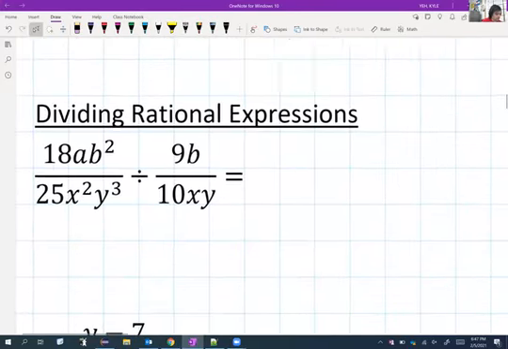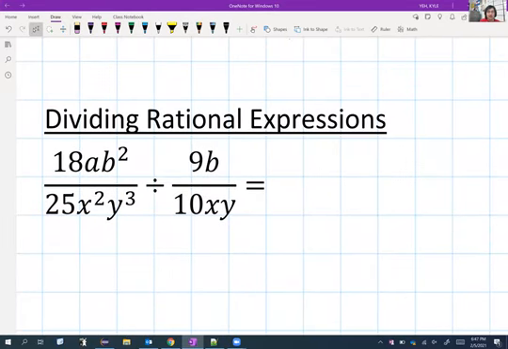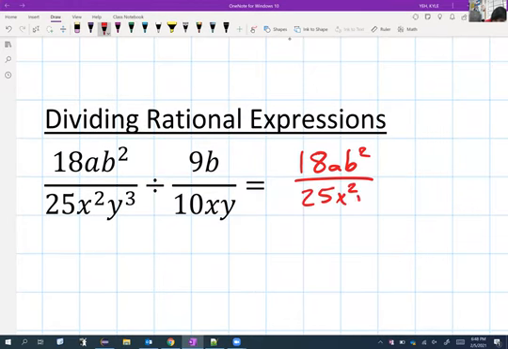Well, then what changes when we talk about dividing rational expressions? Good news? Not much. How do we divide fractions in any case? Copy dot flip, right? Multiply by the reciprocal. So that's going to be my first step here. I'm going to copy the first one, 18ab squared over 25x squared y cubed, dot flip my second rational expression, 10xy over 9b.